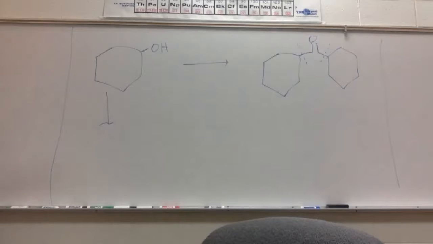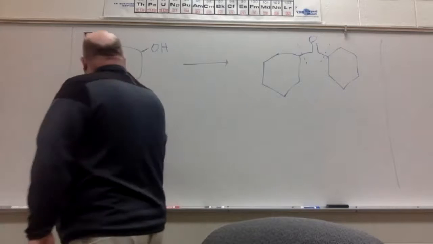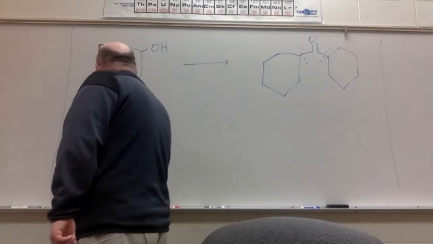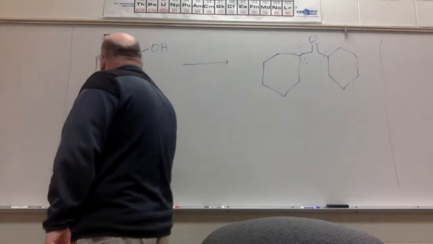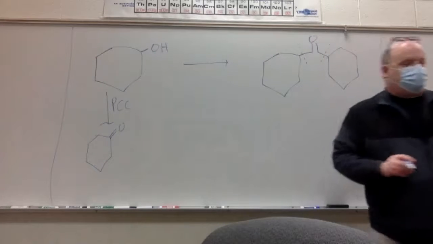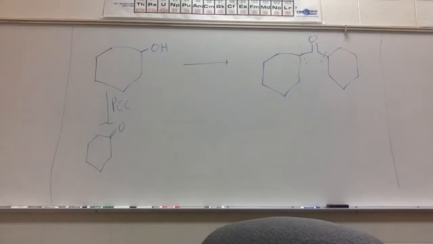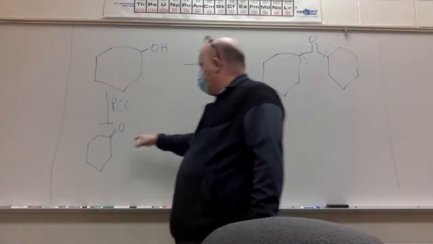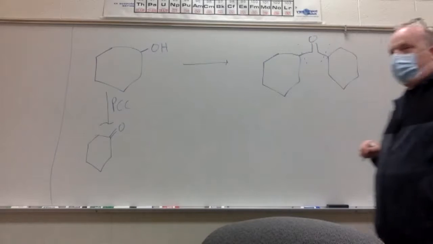We can do that really easily from cyclohexanol. How can we make this into a carbonyl compound? PCC, boom. PCC can oxidize that OH into a carbonyl. Now we've got something going. Now we've got a target. We've got a potential target for an incoming organometallic.